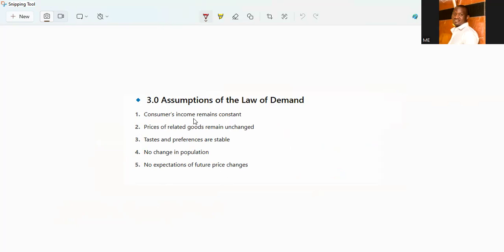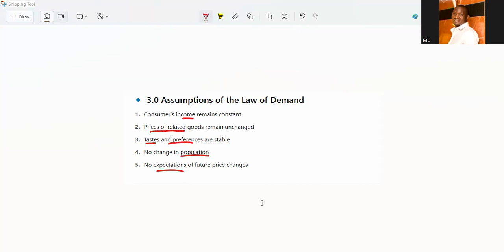So these, in short, are the factors that affect the change in demand: the income, the price of related goods, be it substitutes or complementary goods, the tastes, the preferences, population, expectations. So these are some of the factors that will affect one's demand for particular goods.